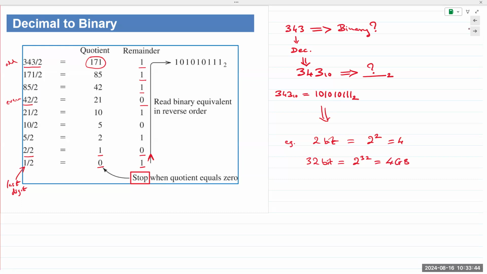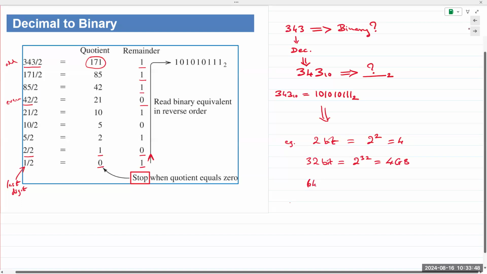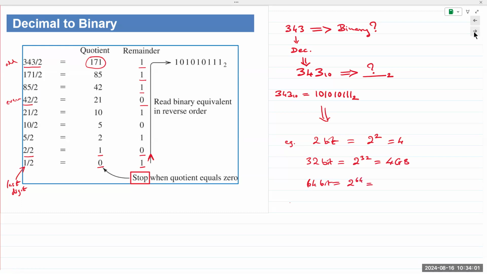And that's why they moved to 64-bit systems. I can't remember what that number is, but 64-bit systems can address about terabytes of RAM. It's 2 raised to 64. I can't remember exactly what it is. Simple calculation, right?